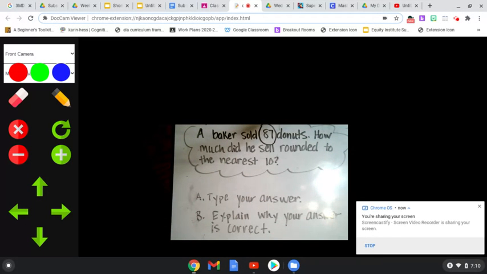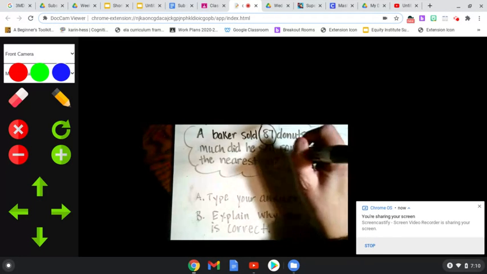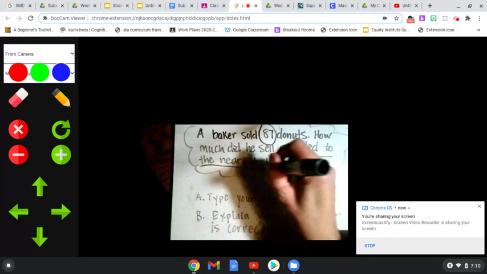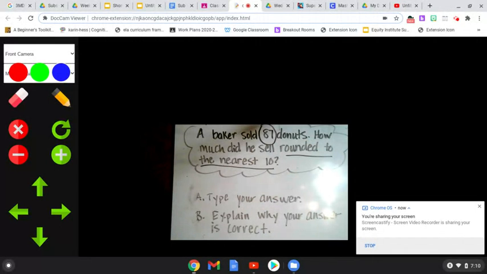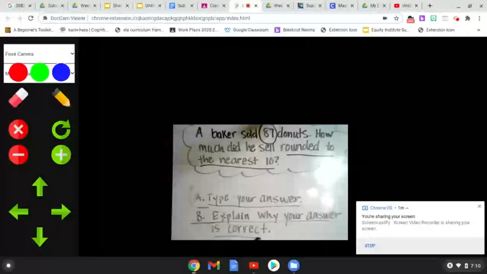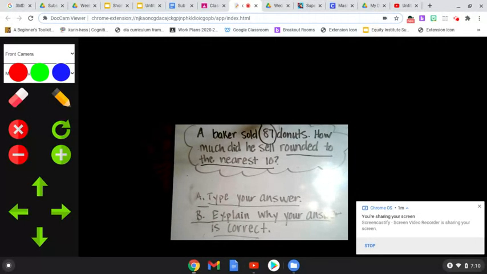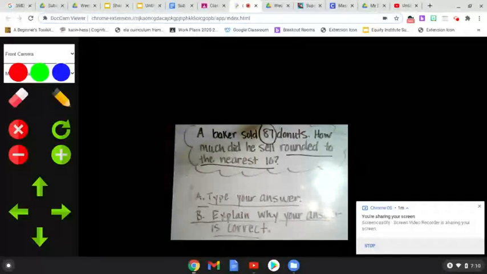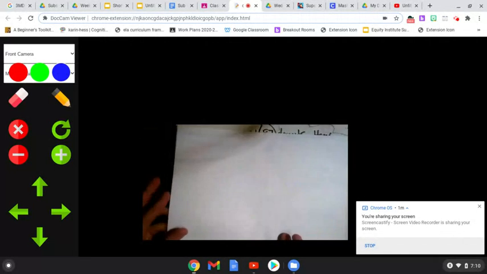Okay, and I know I have to round it to the nearest 10. That's what it's asking me to do. I know I'm going to have to type my answer, and there's this part A, and then there's B, explain why your answer is correct. I'm going to have to solve it on a piece of paper, and then I'm going to have to turn it over and type it.